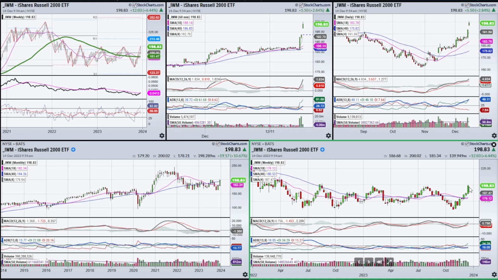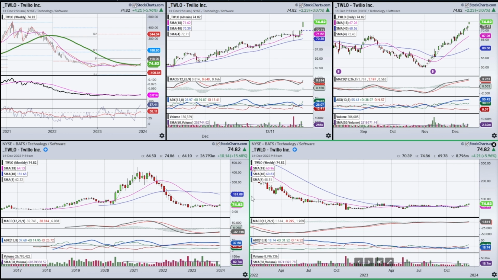We want to be careful, because if this doesn't turn up and if this starts to fail on a relative basis, then this up move that we've been going through over the last few months could be short-lived as we move into 2024. So we have to stay on guard. But right now, just the action here, I think, is definitely giving this move a little bit more credibility, in my opinion. All right, let's look at Twilio.